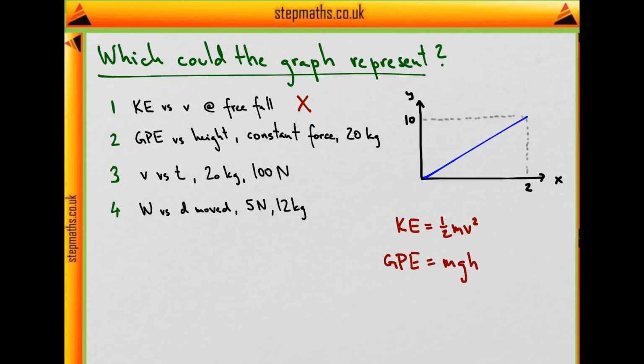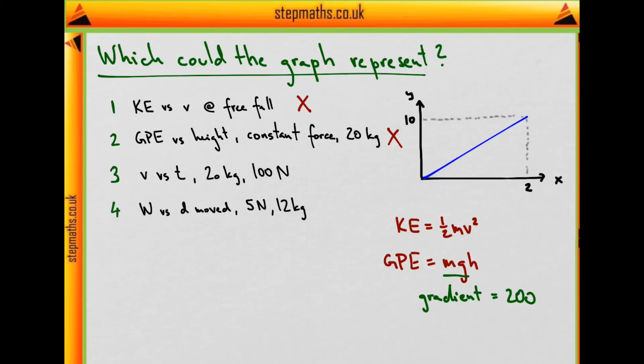The second statement, gravitational potential energy versus height, as something is lifted with a constant force and has mass 20 kilos. Well, that looks much more promising, because gravitational potential energy is linearly dependent on height. The y-intercept would be 0, there's no constant term, and the gradient of this line would be mg. However, if the mass is 20 kilos, then mg is 200, while in fact the gradient of the graph which we are given is only 10 divided by 2 is 5. So neither is 2 correct.